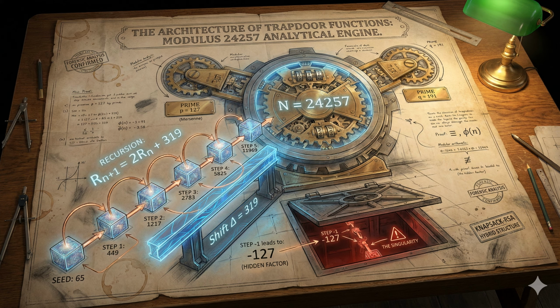Yes. We started at 65, right? That was our seed. But mathematically, there's no reason we have to stop there. The number line doesn't end at 65. What happens if we apply the backward formula to the seed itself?